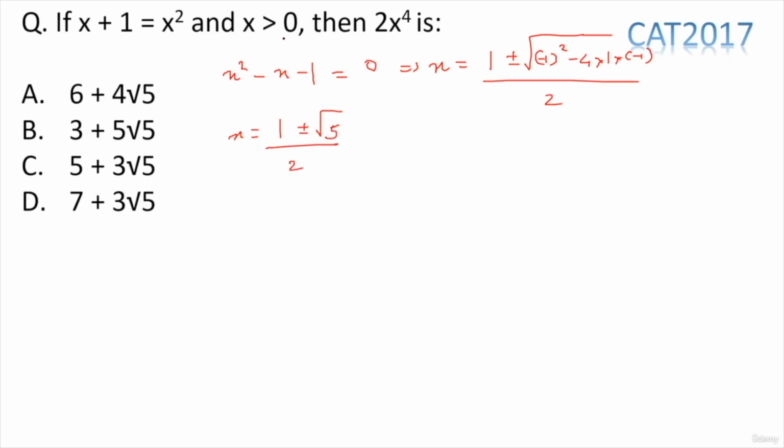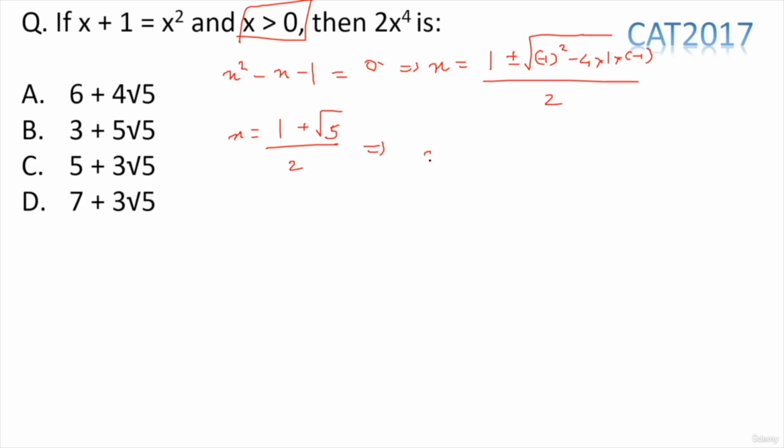Now the question says that x is positive, right guys? But if you take x equal to 1 minus root 5 upon 2, ये part तो negative हो जाएगा. Root 5 approximately 2.3 के आसपास है. So this part is negative, right? So this is ruled out. We cannot have a negative value of x. So the only possible value of x is 1 plus root 5 divided by 2.